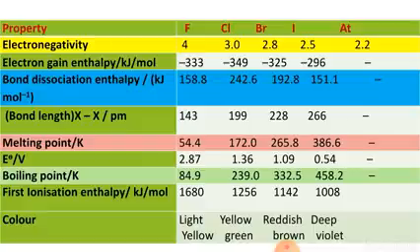Now students, next is bond dissociation enthalpy in kilojoule per mole. The bond dissociation enthalpy of fluorine is 158.8, chlorine is 242.6, Br 192.8, iodine 151.1. So the highest bond dissociation enthalpy is for chlorine, that is Cl2 has the most, then Br2, then fluorine, and then iodine.